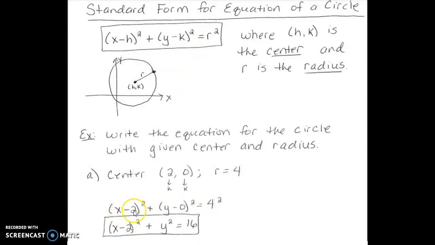So x minus h, right? H came from here being 2, squared, plus y minus k, k was the 0, squared, equals r, which was 4, squared. I'm just plugging into here. So we're going to leave this as (x minus 2) squared. Here we can drop the 0 because you don't need to say subtract 0 because it doesn't change anything. So y minus 0 is just y. So that would just be y squared. And then 4 squared is 16. But that's all you would do. You don't need to FOIL this out or do anything else.